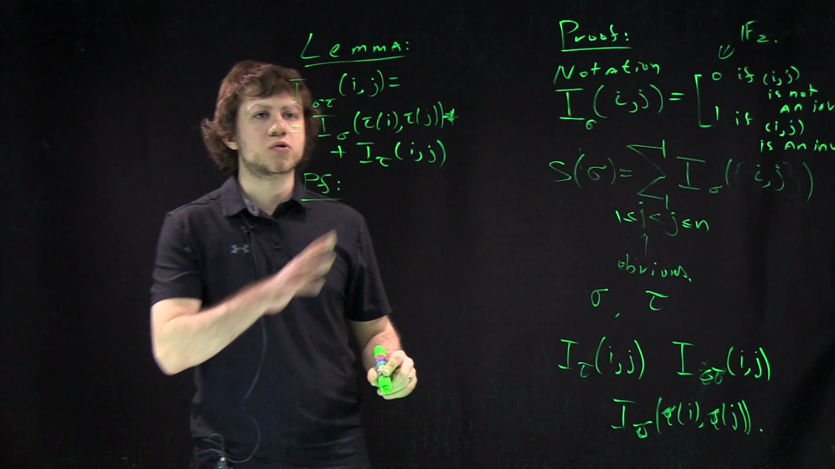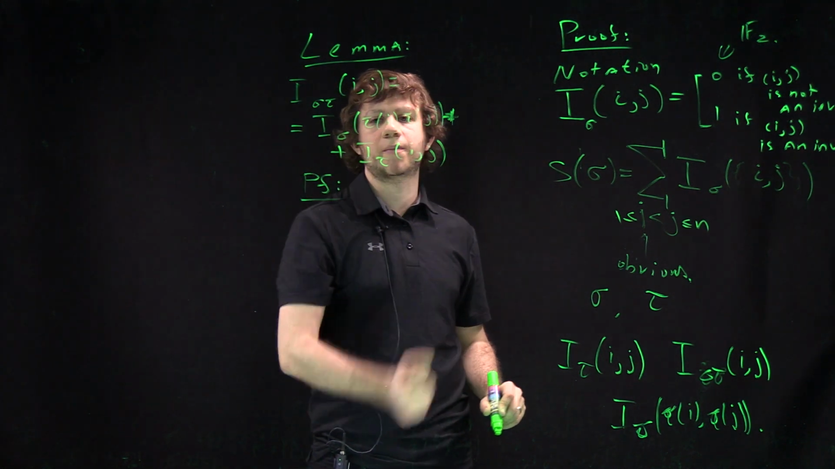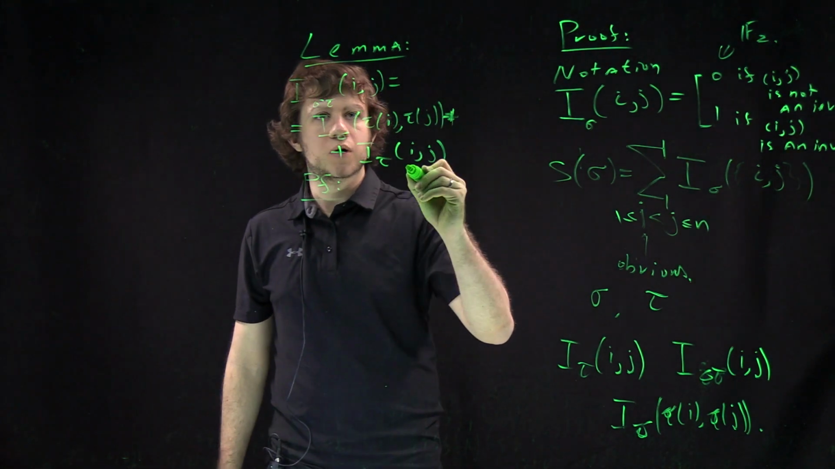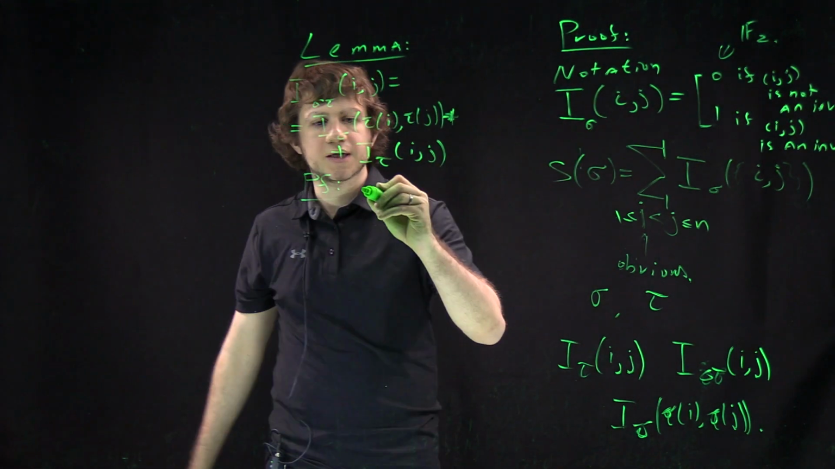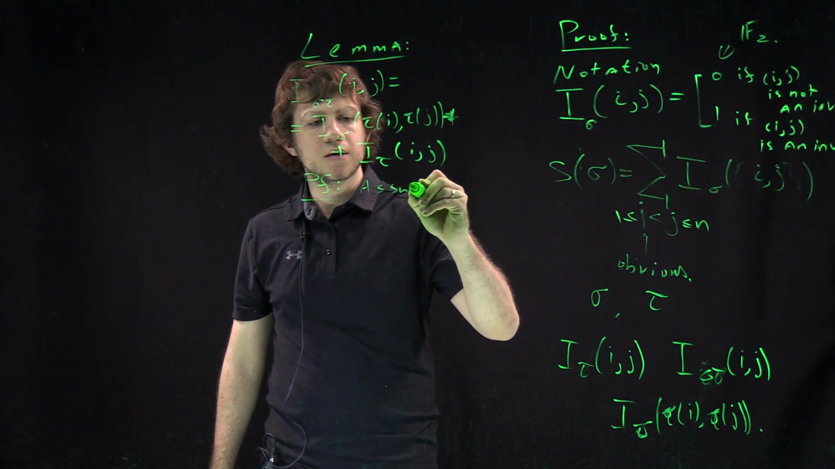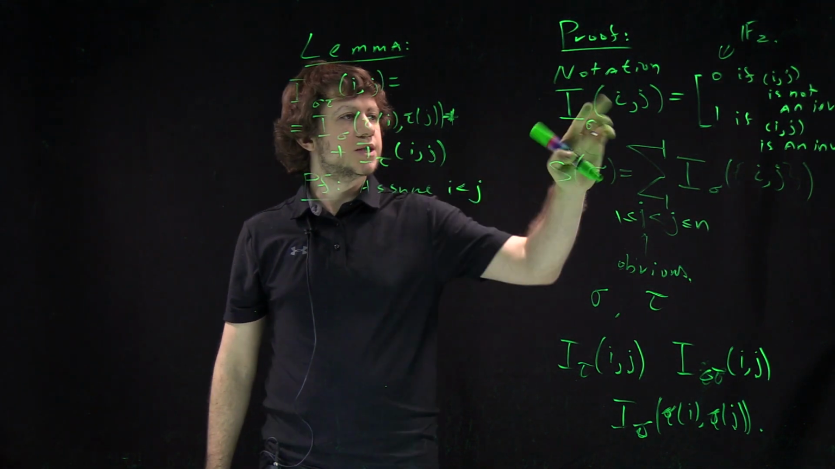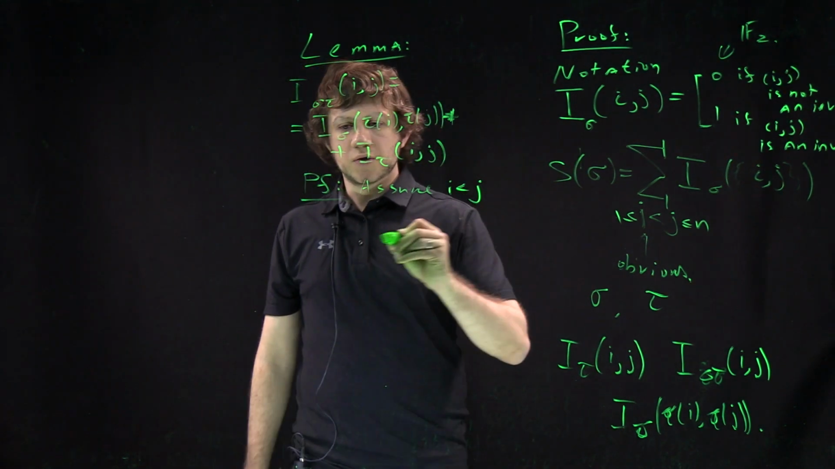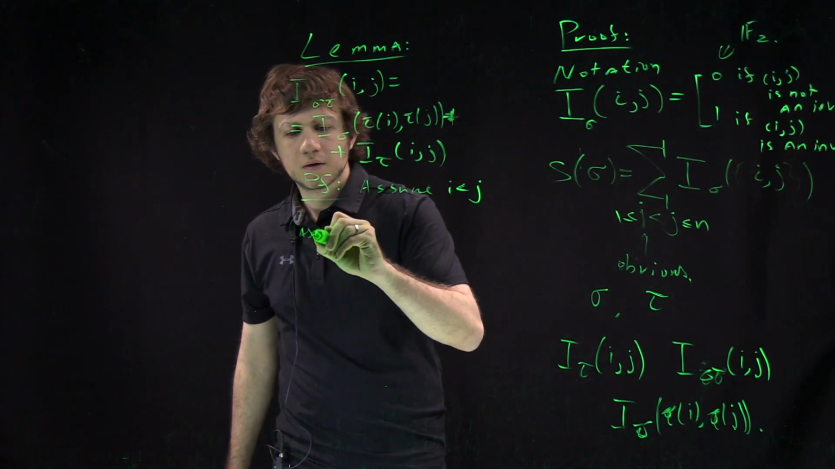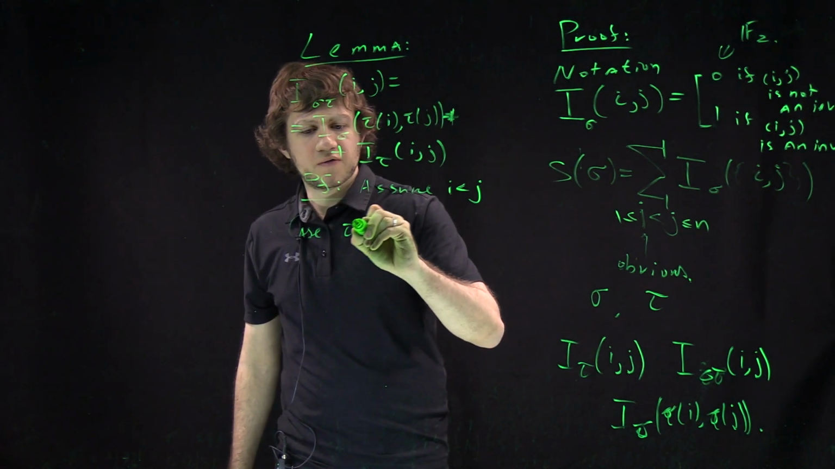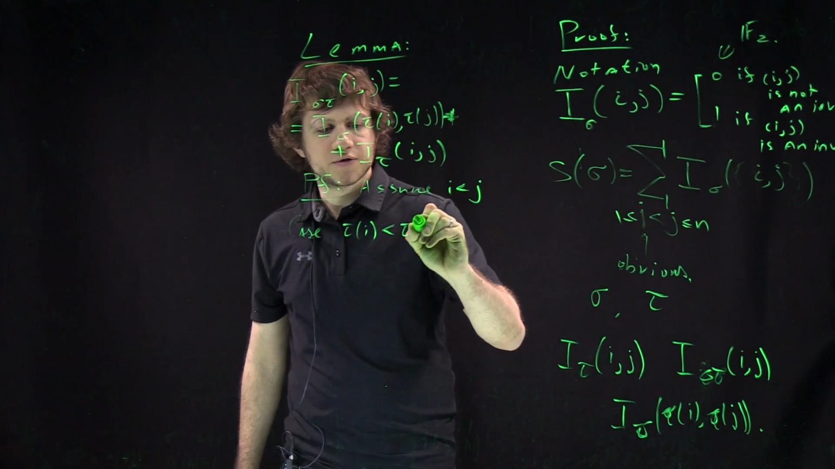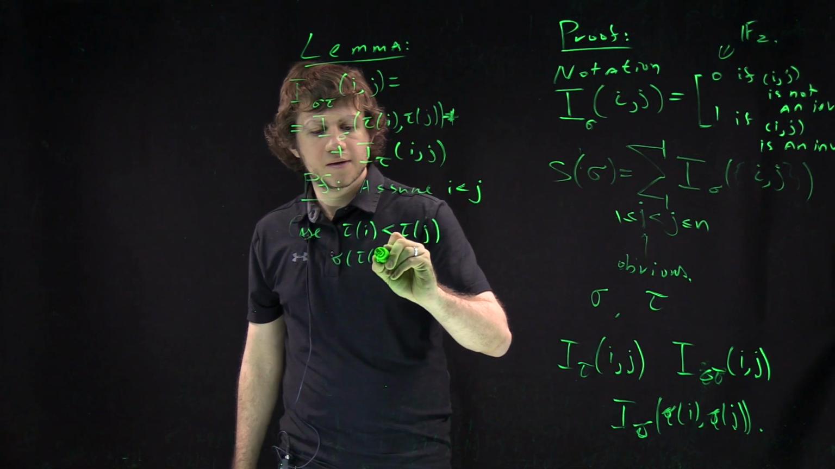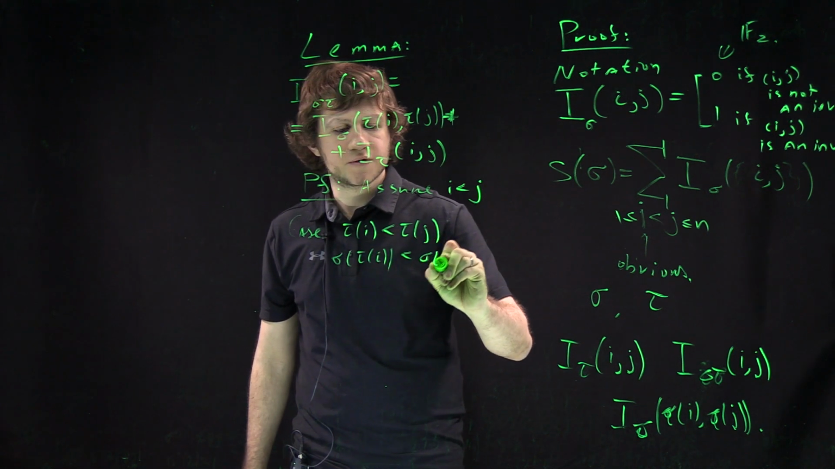So the idea is just to look at what sigma and tau do to a pair ij. Let's suppose, without loss of generality, that i is less than j, because we know that this thing does not change. And then there are four cases. So case 1 is tau of i is less than tau of j, and sigma of tau of i is less than sigma of tau of j.